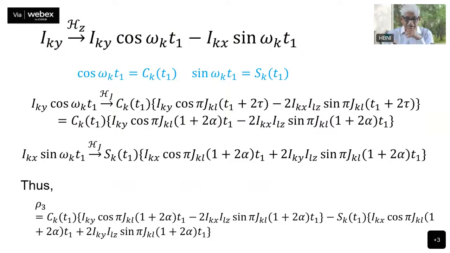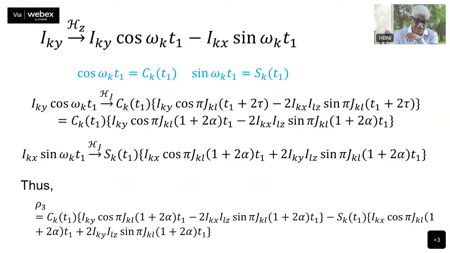Now we make a simple abbreviation here. We write cosine omega_K t1 equal to C_K(t1), and sine omega_K t1 is S_K(t1). This is simply to reduce the writing, to make the whole thing look simpler. Then, with this cosine omega_K t1, you have to evolve both these terms under the coupling Hamiltonian now. But the coupling Hamiltonian is operative for the period t1 plus 2 tau.